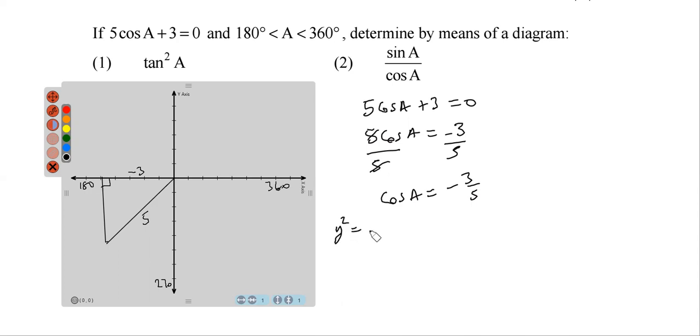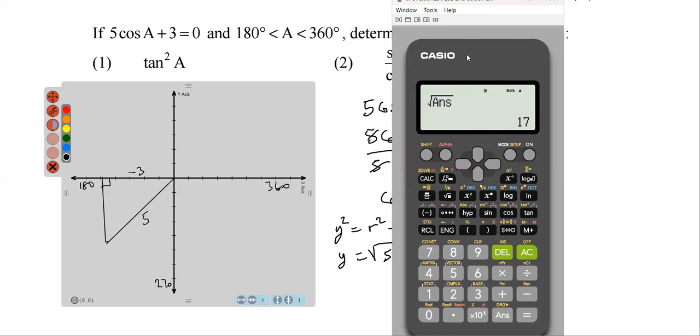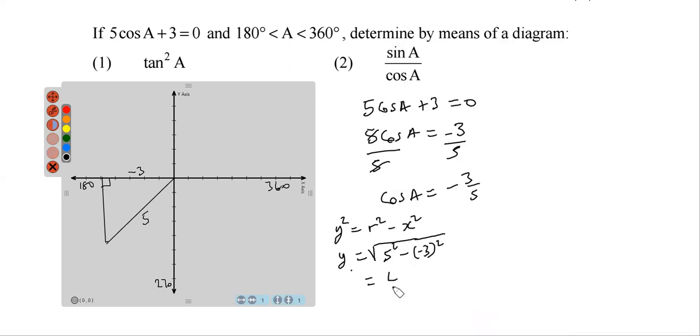So y squared is going to be equal to our r squared minus x squared. And here y is going to be equal to the root of r squared, which is 5 squared, minus x, which is -3, squared. So it's going to be 5 squared minus 3 squared. What do we get? We get 4. So our answer there should be equal to 4.